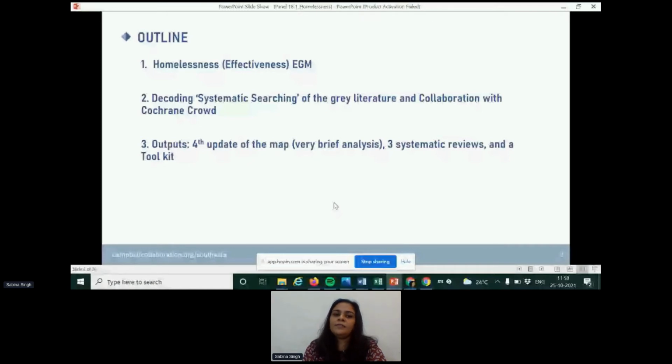And also, I will again reiterate the importance of evidence and gap maps in guiding what areas we can take up for conducting systematic reviews, and also how evidence and gap maps can be used for producing toolkits. In this case, this toolkit was called the intervention tool. So I'll be talking about this in a while.